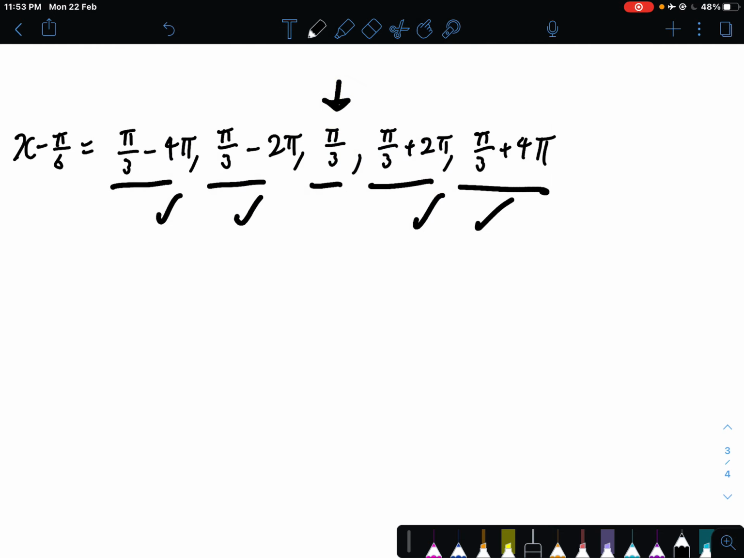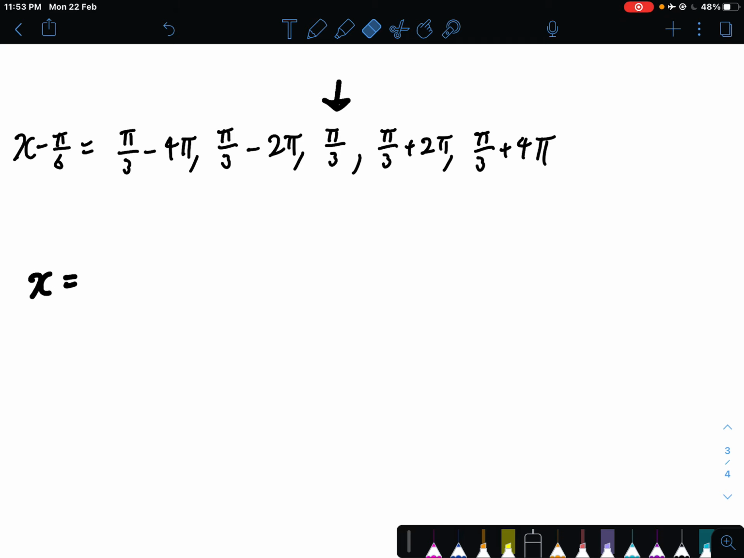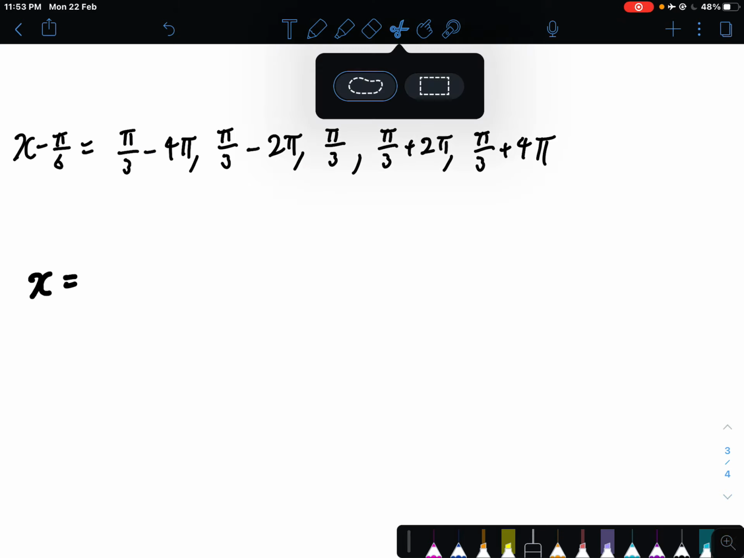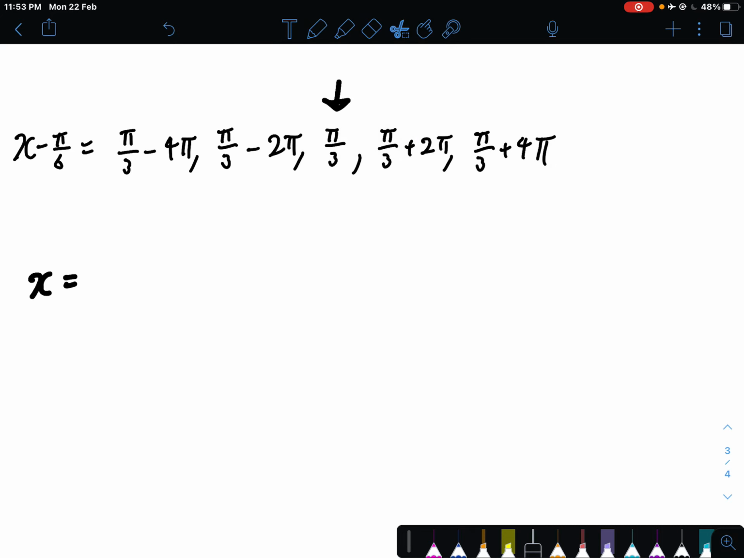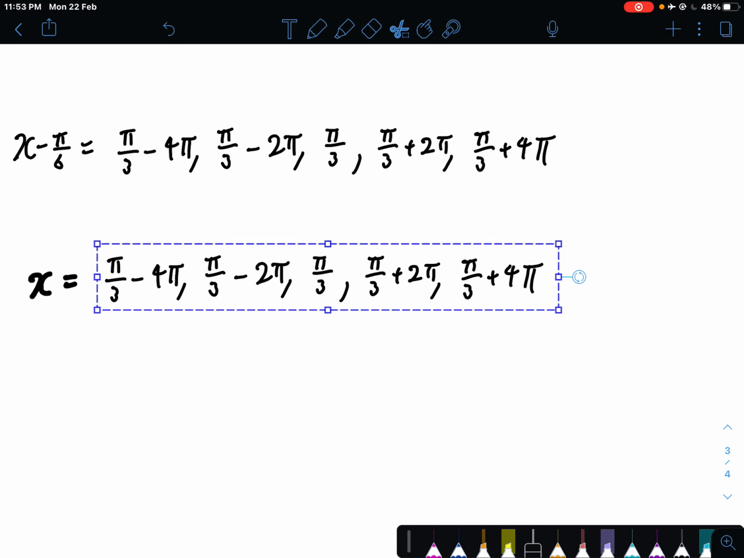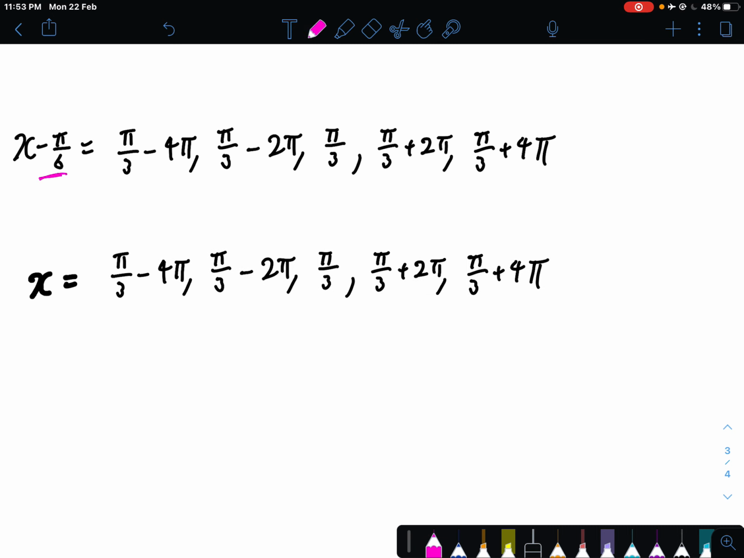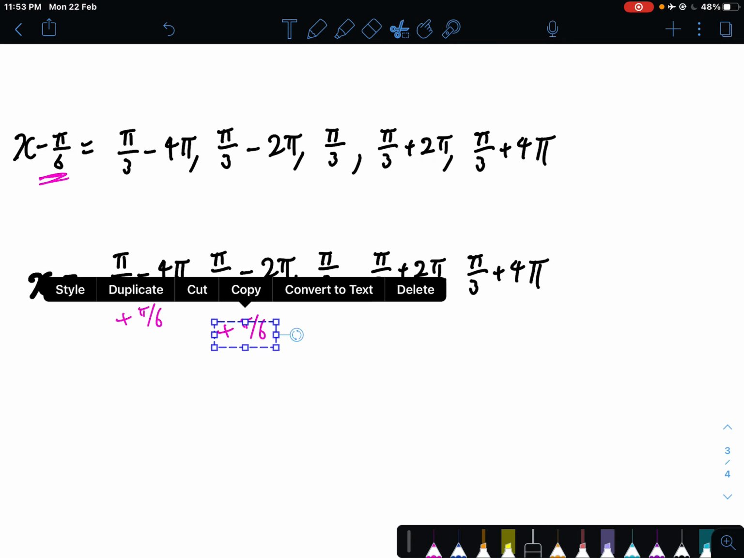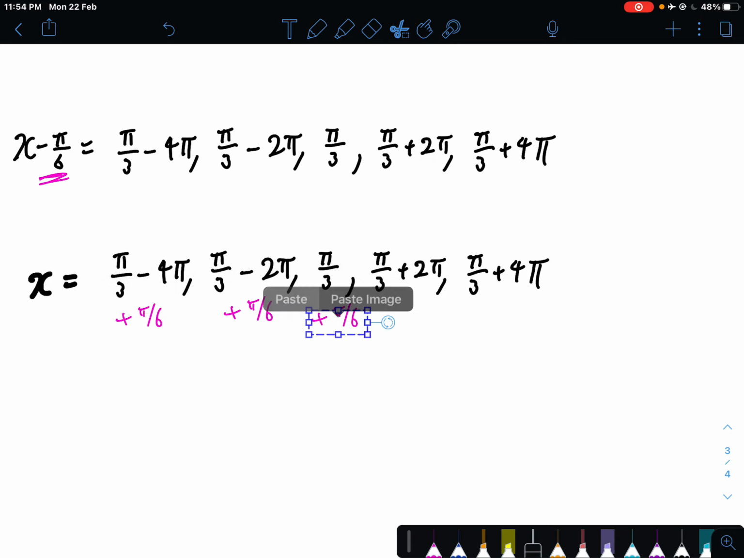So what we can do here is we can solve for x, right? All we need to do is to add a pi by 6 to each one. With an iPad it's very easy. All I need to do is copy and then paste. There's a minus pi by 6, so I plus pi by 6. I can just copy and paste it a few times. Of course, when you're writing it on paper, you have to write it a few times like this.